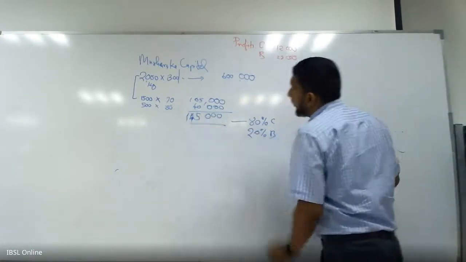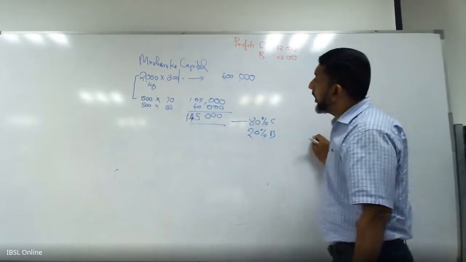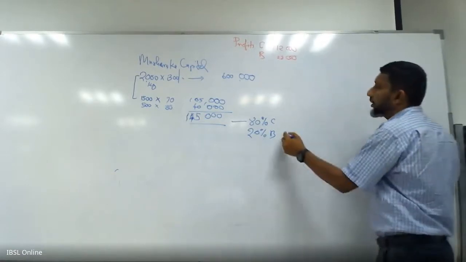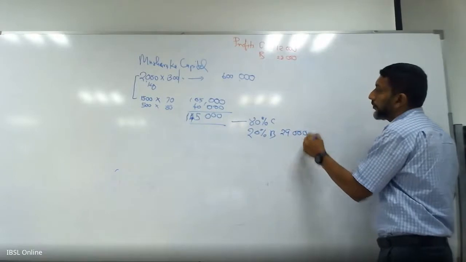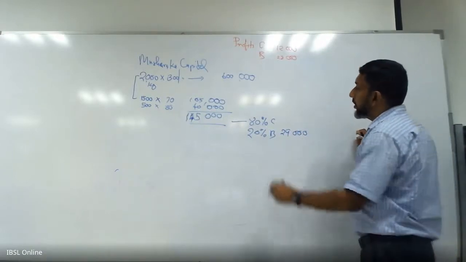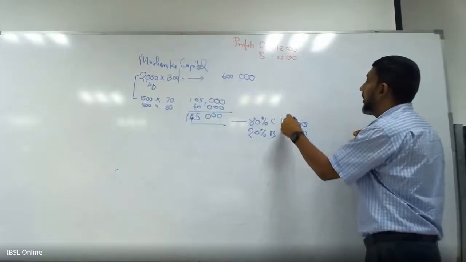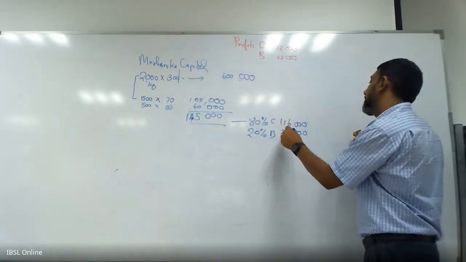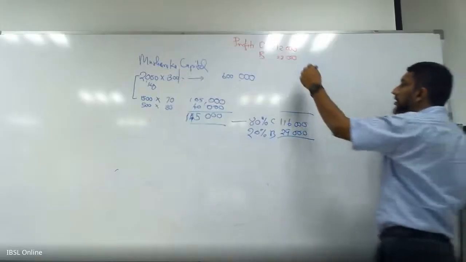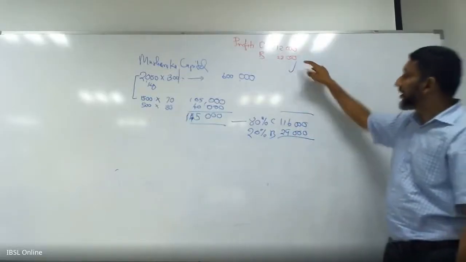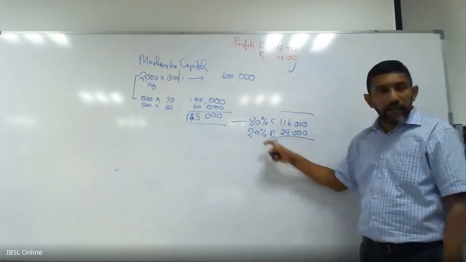So 20% of this is 29,000. Is that right? Am I calculating right? And 116,000 for the customer. 116, 130, 145. So this is almost right. 80-20, right?